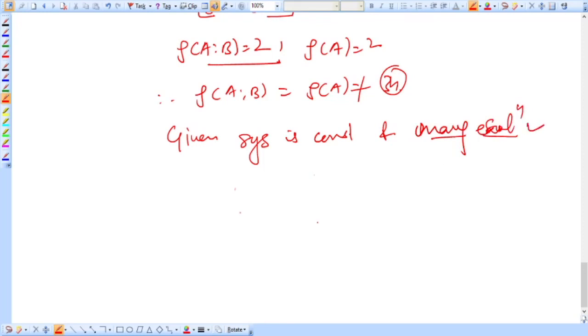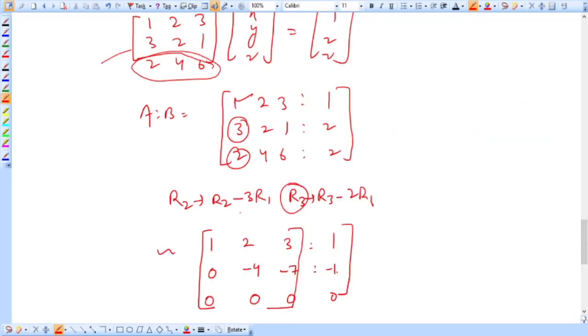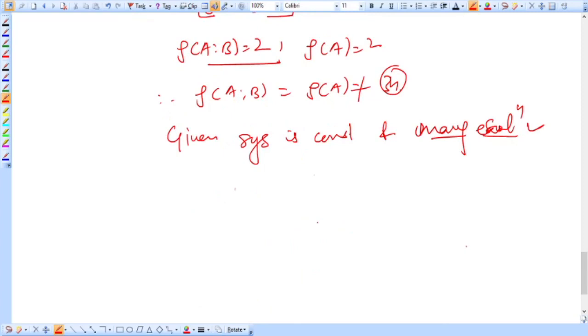So now the question is how to find out those many solutions. For this we will have to go back and write this augmented matrix in equation form, which can be written as x plus 2y plus 3z equal to 1 and minus 4y minus 7z is equal to minus 1, right? So writing these two equations here, we get x plus 2y plus 3z is equal to 1 and minus 4y minus 7z is equal to minus 1.